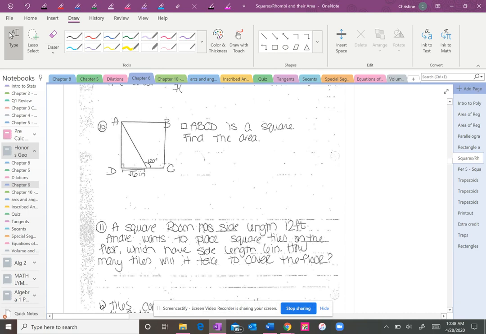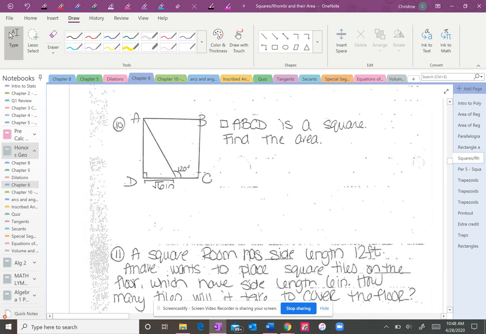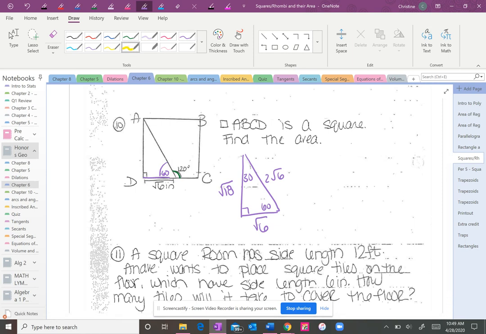Number 10, it says it's a square, and it wants you to find the area. So it does not give you any side lengths, but it does tell you that this angle is 120. So that's important because it means that the supplement is going to be 60. And now that you know that that angle is 60, you can see that you have a 30, 60, 90 triangle where the short leg is root 6. So the side across from 60 would be root 6 times root 3, or root 18. Just for fun, this would be 2 root 6, but you don't need this for this problem.